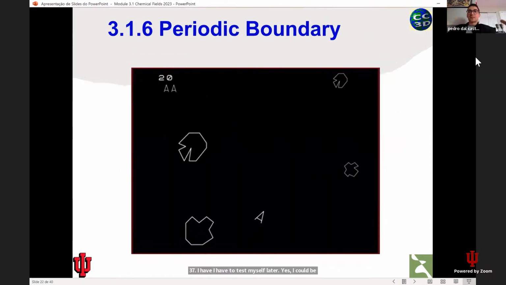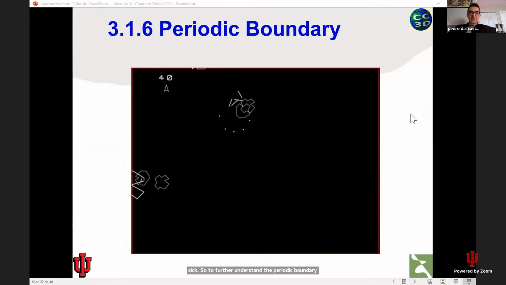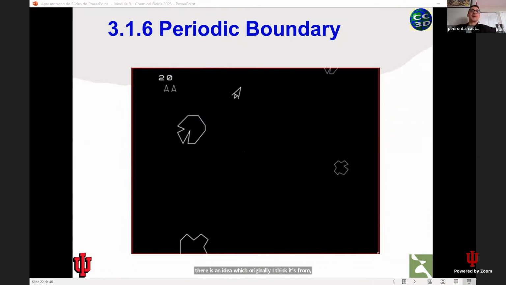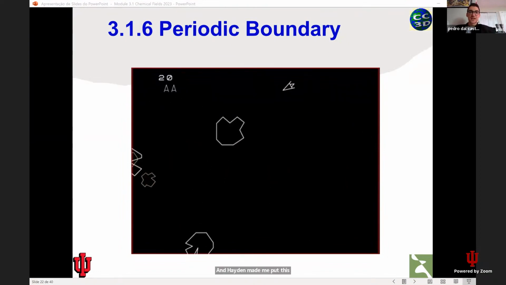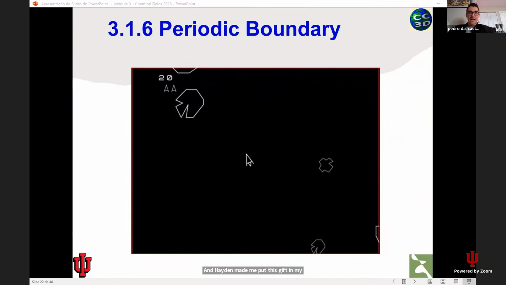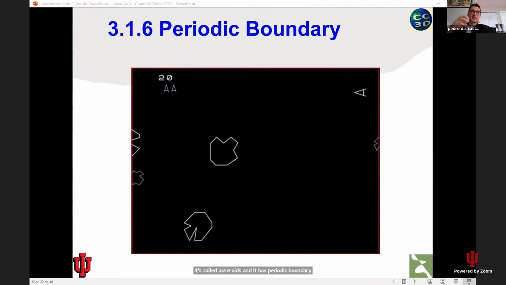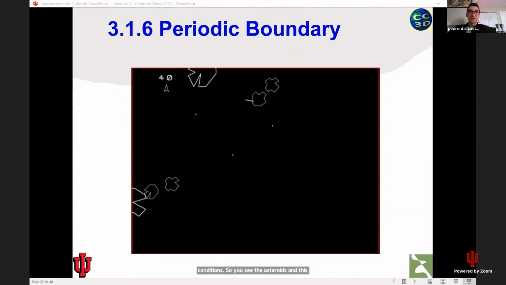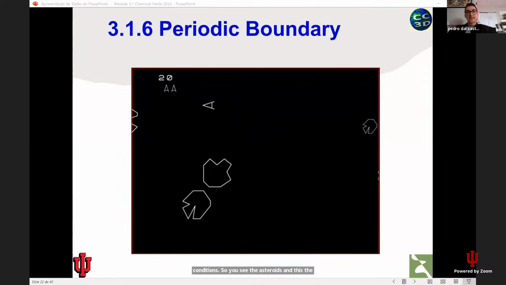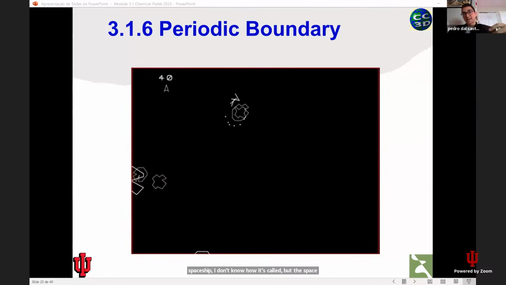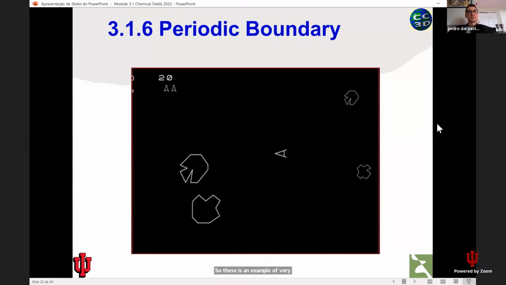So to further understand the periodic boundary, there is an idea which originally I think is from Giuliano, and Hayden made me put this GIF in my presentation. So there we go. This is a game called Asteroids, and it has periodic boundary conditions. You see the asteroids and the spaceship, I don't know what it's called, they cross the boundary and they appear at the other end. So this is a very intuitive example of periodic boundary conditions.